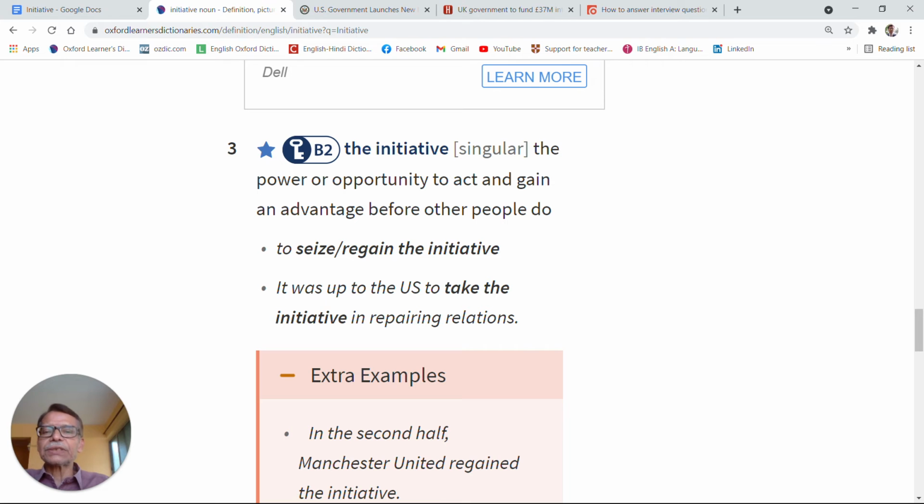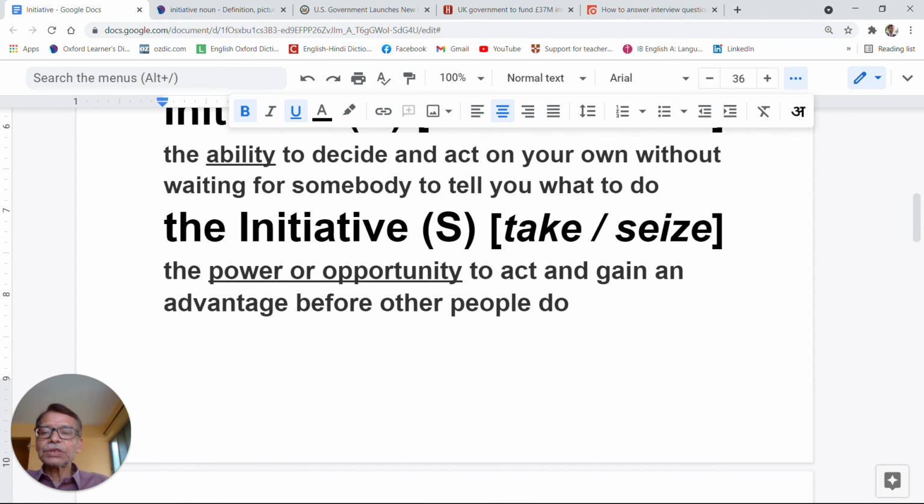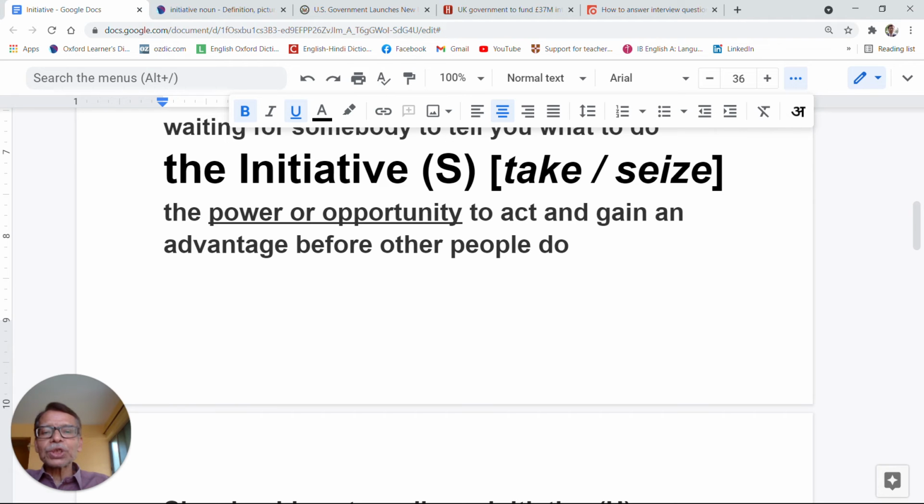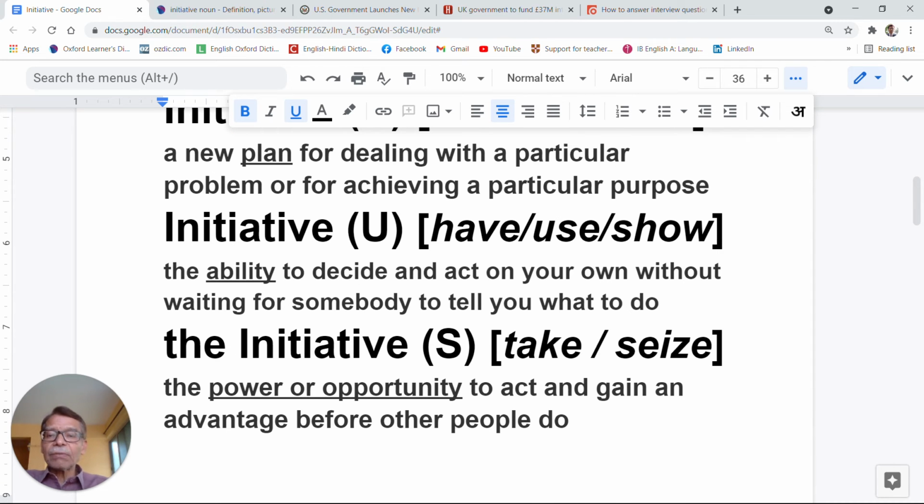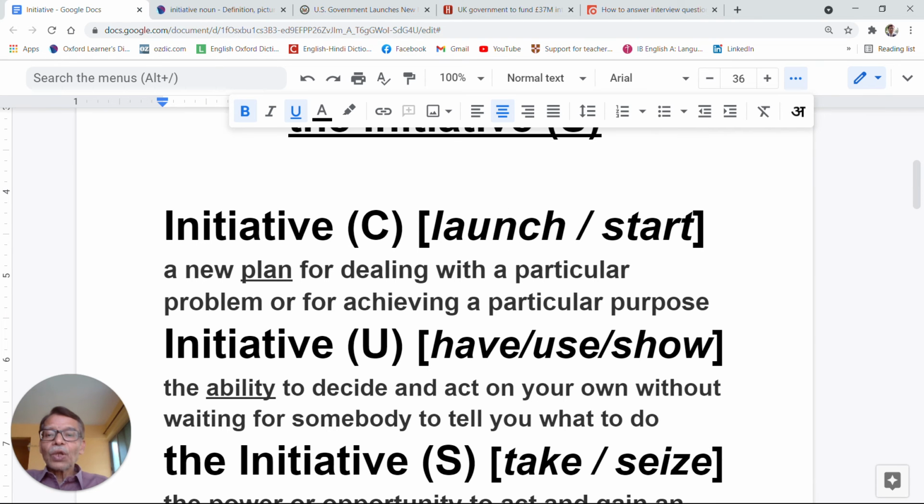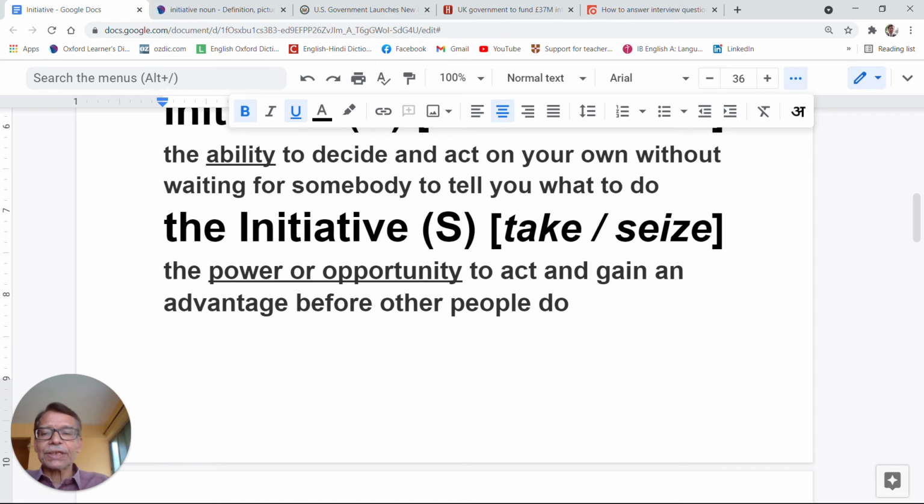Initiative, the third category, the initiative, and this is the definition: the power or opportunity to act and gain an advantage before other people do. Same definition written here. You see, other people are not involved in the definition number 2, uncountable initiative, nor in the first. Other people are not concerned. You see, here it is a plan, here it is ability, here it is power or opportunity. In the second and the first category, opportunities doesn't come.